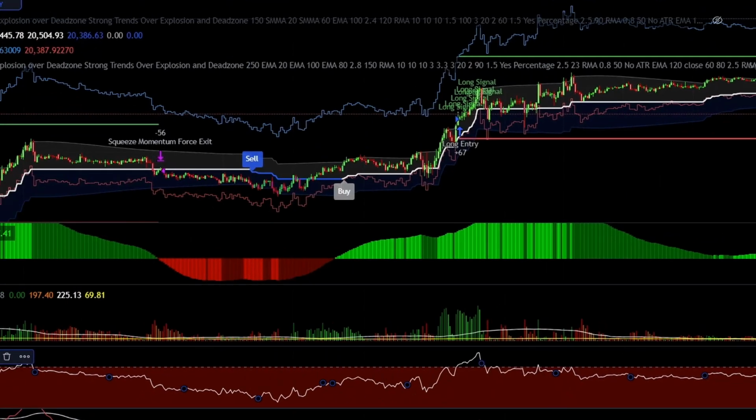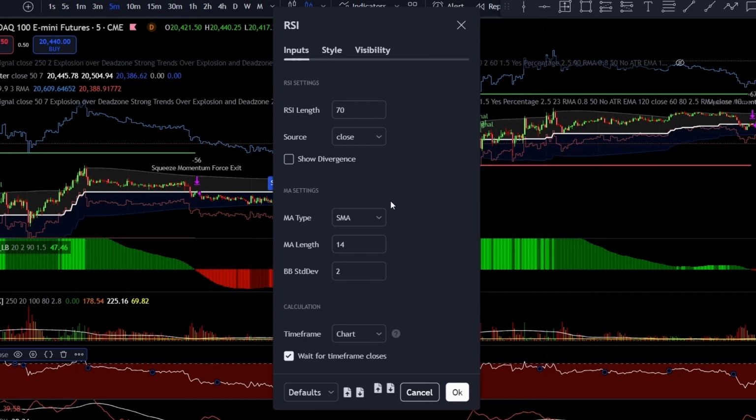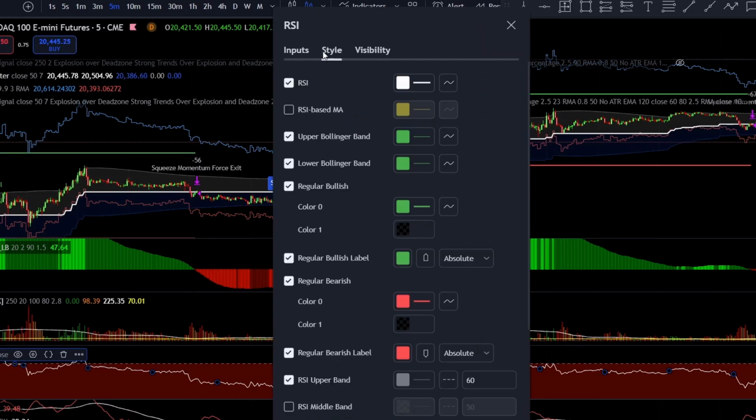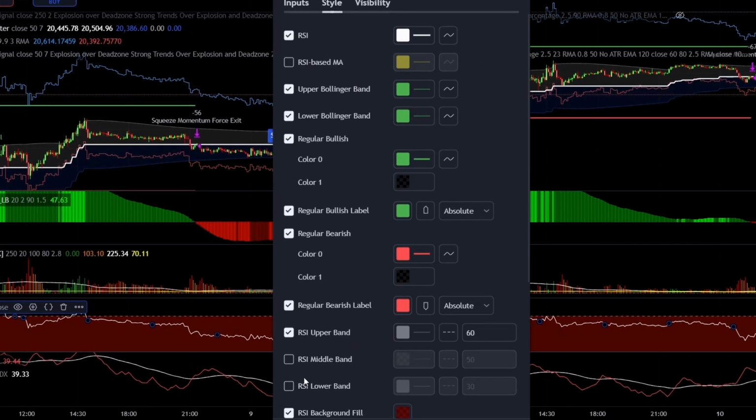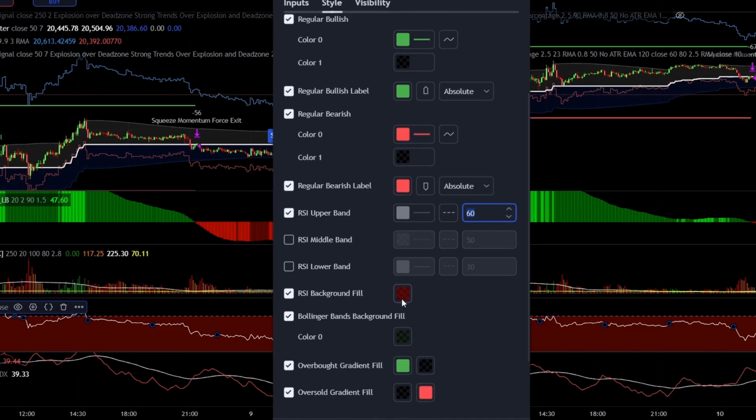And now the RSI. With this RSI we will use it in a special way. I will explain it in a moment. Set its length to 70, then go over to the styles tab, uncheck the RSI based MA, uncheck the middle band and the lower band, and change the upper band value to 60. Finally, just change the RSI background field to red.